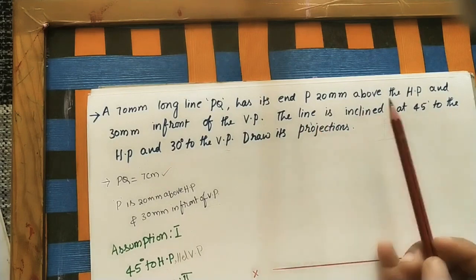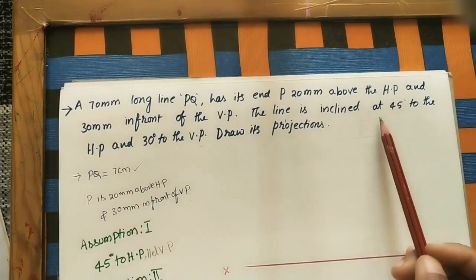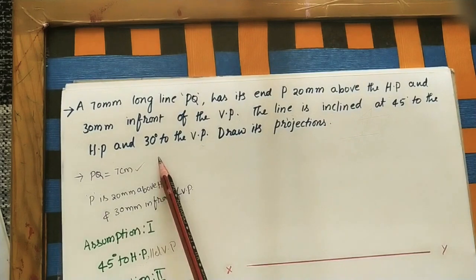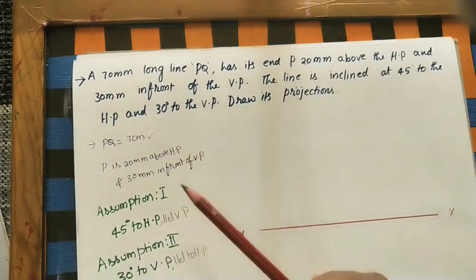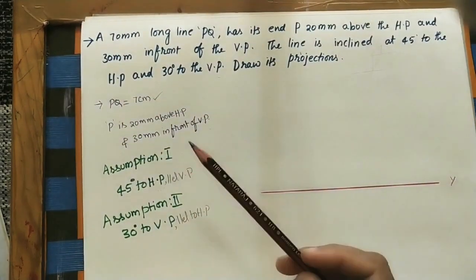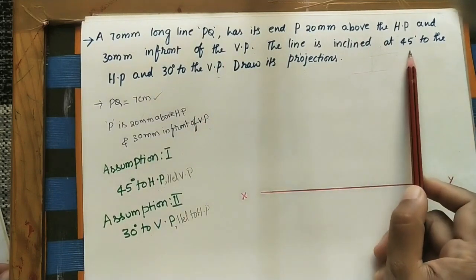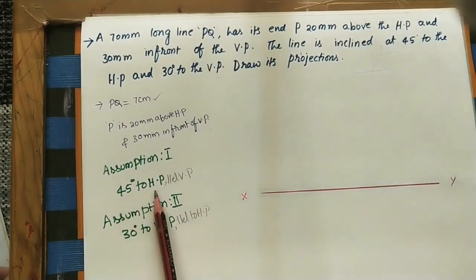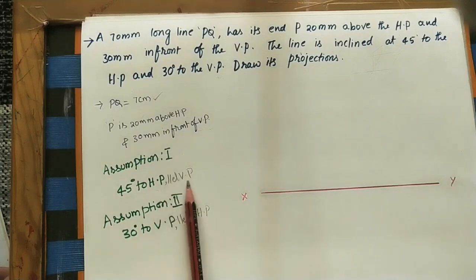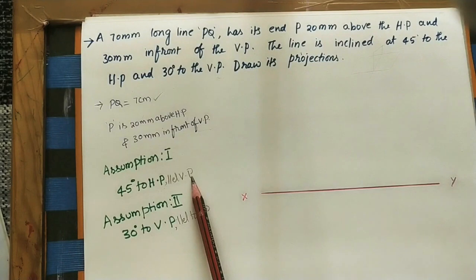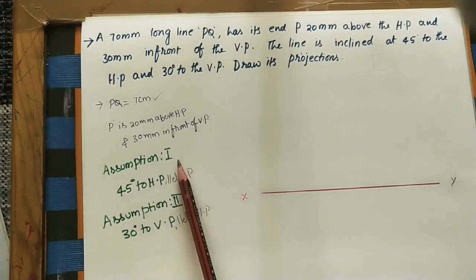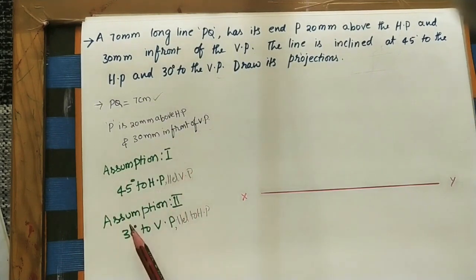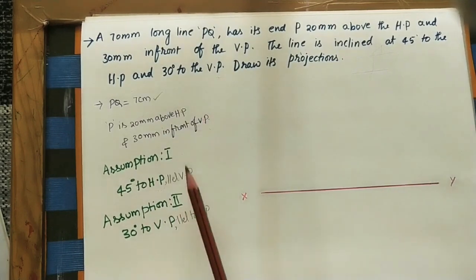Here we have to take two angles, the angle with HP and the angle with VP. I told you, whenever two angles are given, make two assumptions. Initially take the angle with HP as 45 degrees. Write down here 45 degrees to the HP, and assume it is parallel to VP. Instead of 30 we are taking 0 degrees, parallel to the vertical plane. We have to do the diagram according to these assumptions initially. In the next assumption we take the next angle. We assume 30 degrees to VP and parallel to HP.